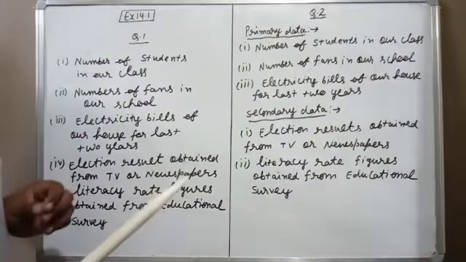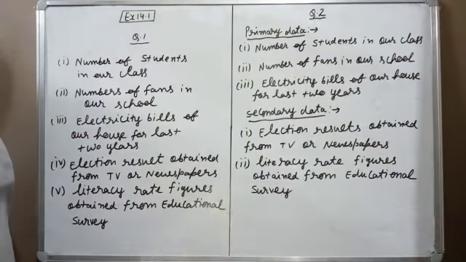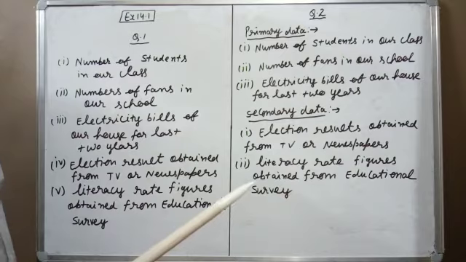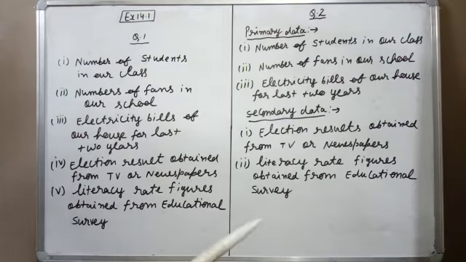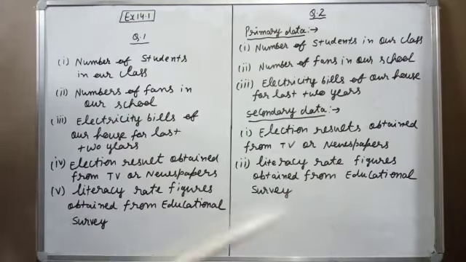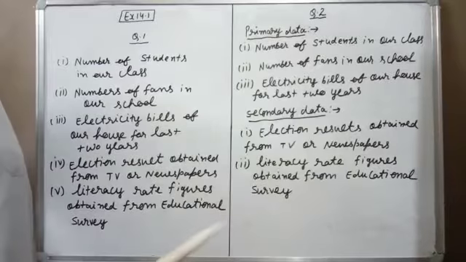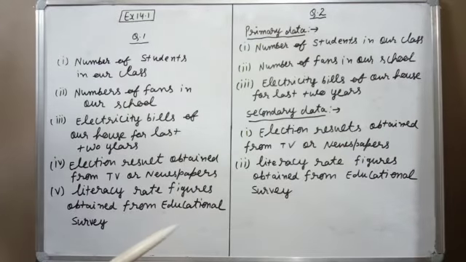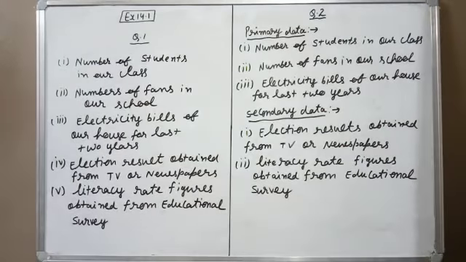So generally a question of 1 or 2 marks can come from the first exercise. Like in a question it may be asked to give one example of primary data, or give 1 or 2 examples of secondary data. So tomorrow we will start the second exercise 14.2.